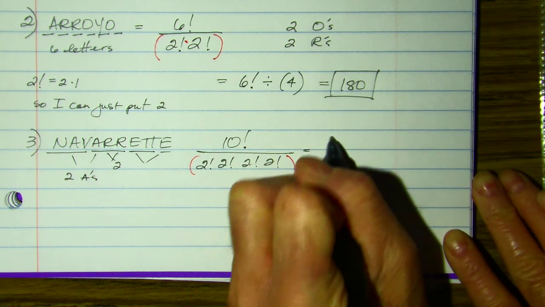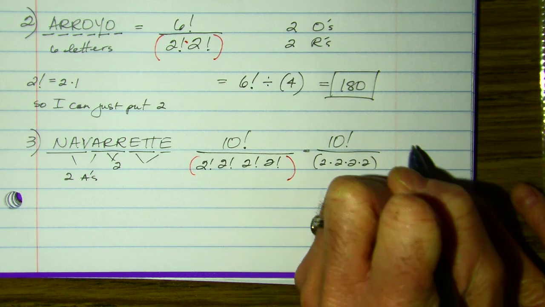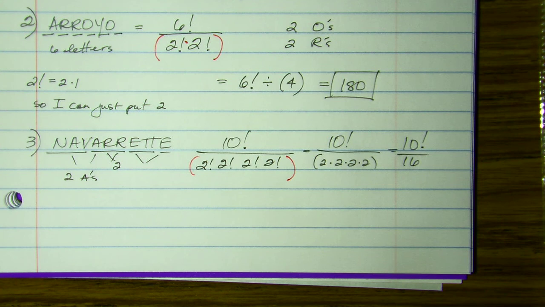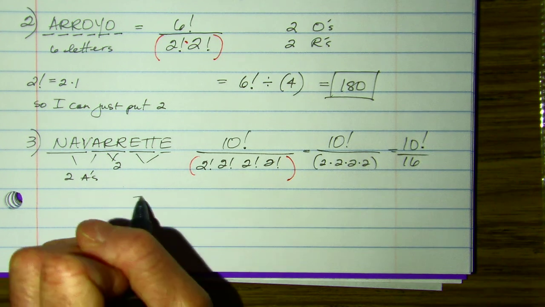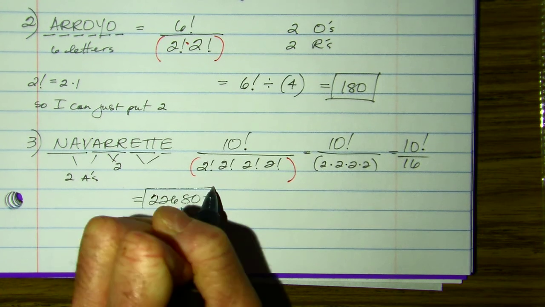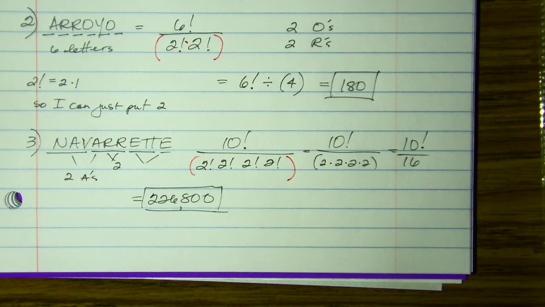So I would have to do 10 factorial divided by 2 times 2 times 2 times 2, or 10 factorial divided by 16. Okay? So if I enter that, 10 factorial divided by 16, there are still 226,800 ways that you could rearrange the letters in her name. So let's jump back into lesson practice. If you get problems like that, remember to divide by the repeats.